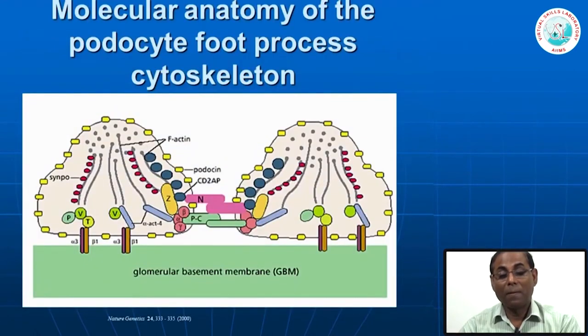The molecular anatomy of the podocyte foot process cytoskeleton: as you can see here, these are structural components of the foot processes, mainly F-actin and synaptopodin, but the more important proteins are those which maintain the slit pore membrane structure. So, they are nephrin, podocin, CD2AP. If there is an abnormality in the gene which is responsible for maintaining these proteins, obviously you get an abnormality of the slit pore membrane followed by heavy proteinuria and typical minimal change disease. So, that is why there are genetic causes of minimal change disease associated with foot process abnormality.